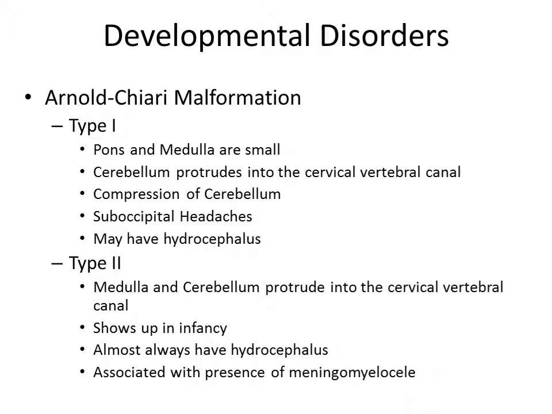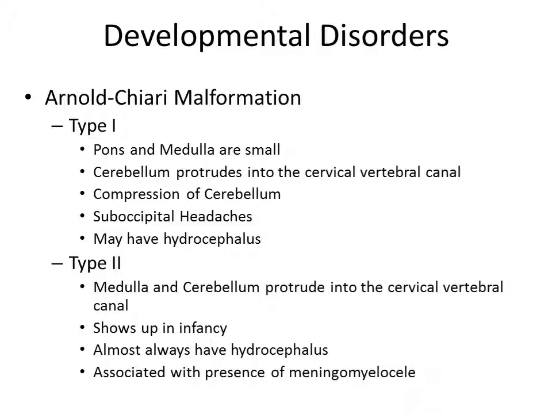Arnold-Chiari malformation is where the cerebellum, sometimes part of the brainstem, but basically we're talking the cerebellum, is dropped down through the foramen magnum, the opening in the bottom of your skull where your spinal cord goes through. And it compresses onto the inferior brainstem and the upper spinal cord. There are a couple of different types of Arnold-Chiari.